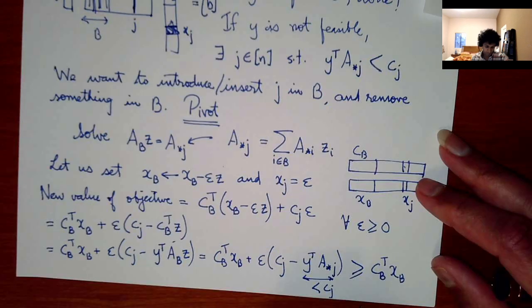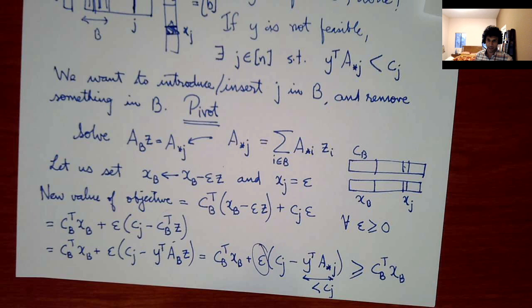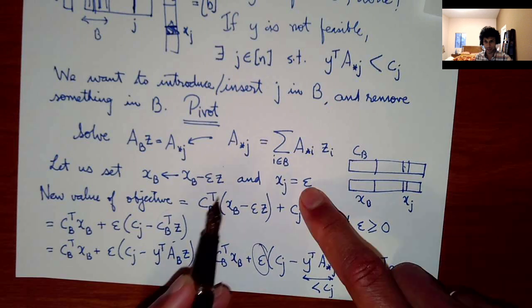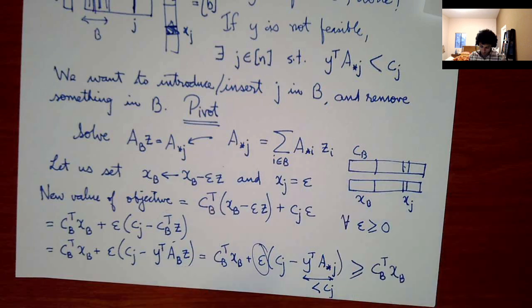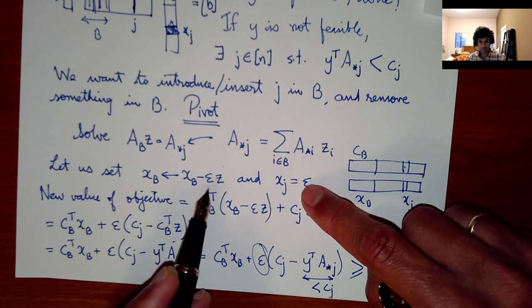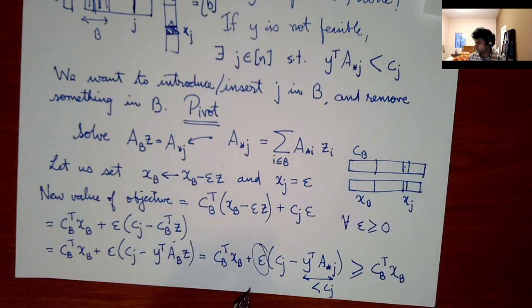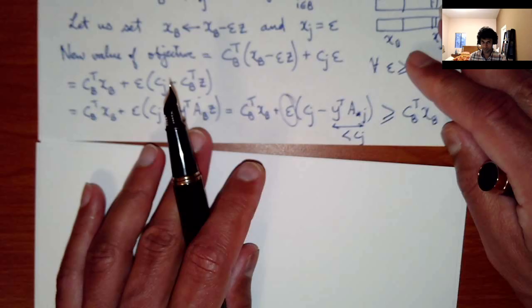So the question is, what should you set epsilon to be? I haven't told you how to set epsilon. I just said, okay, let's just make it some epsilon. But you need to ensure that epsilon is set in such a way that these are feasible. And so at this point, we end up with three situations.